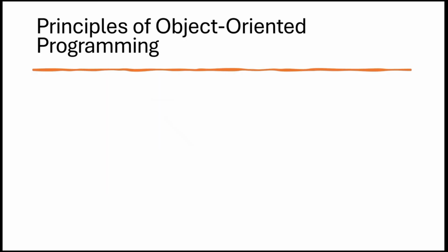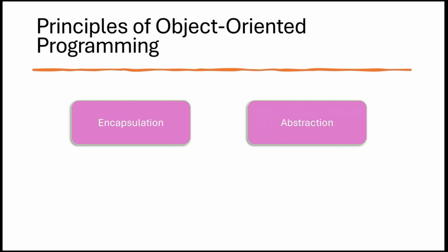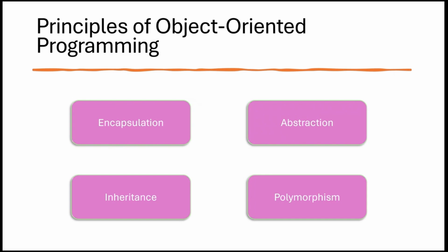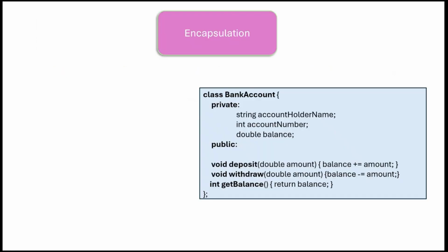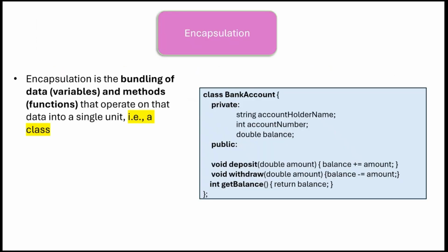Let's understand the principles of object-oriented programming. There are four principles of object-oriented programming: encapsulation, abstraction, inheritance, and polymorphism. Let's understand encapsulation. What is encapsulation? Encapsulation is bundling of data, variables, and methods that operate on them into a single unit. That is a class, right? You can see this is called encapsulation. The data and the functions are encapsulated under the unit bank account class, right?